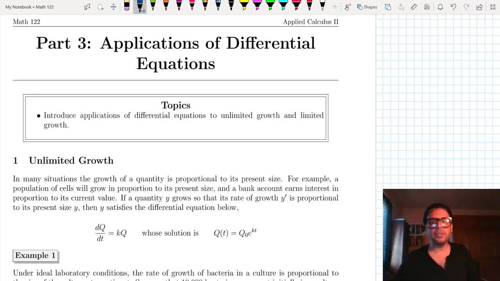Alright, so in this video we discuss the third part of differential equations, which is applications. We're going to go over just two applications out of the many possible applications. One of them that we're going to cover is unlimited growth, and the other is limited growth. Okay, so what about these situations?